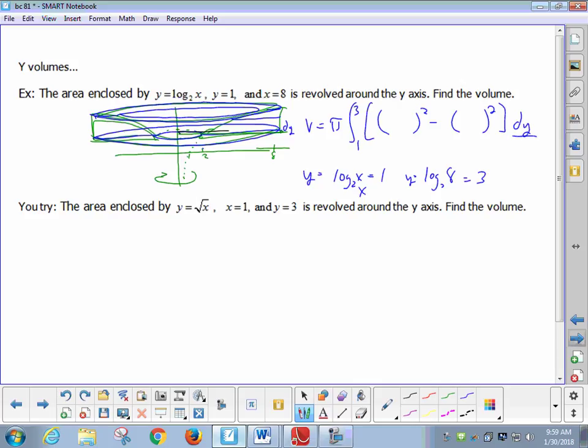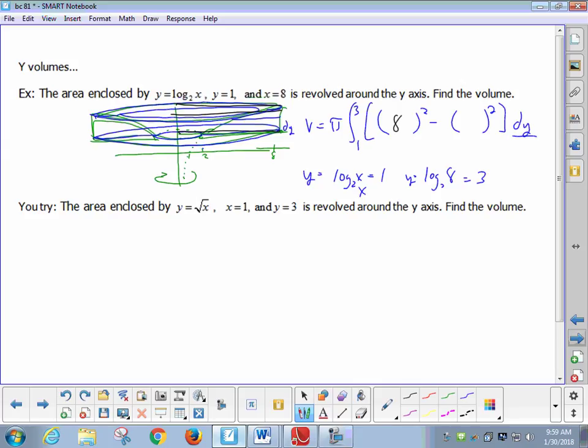Here's big R. Boom. Boom. Boom. Big R. Constant or varying? Constant. What's big R? Always 8. Big R is always 8. Don't think diameter, think radius, right? Center of the axis to the outside.